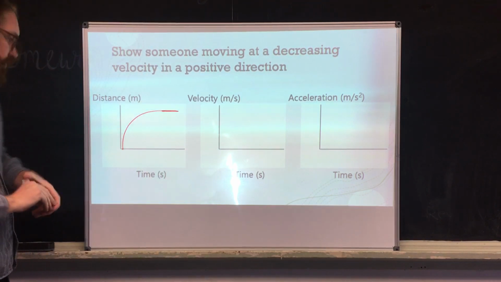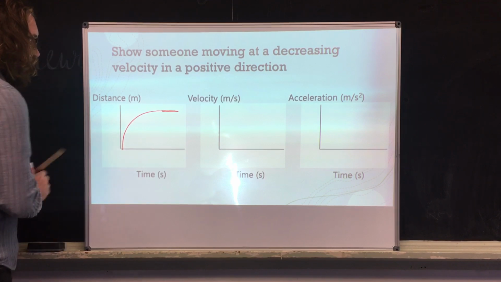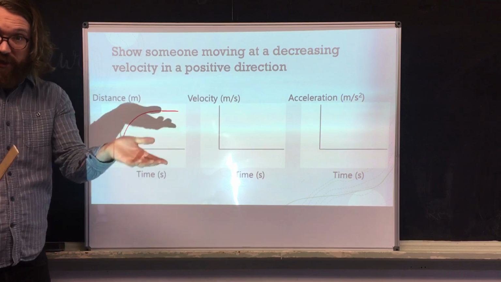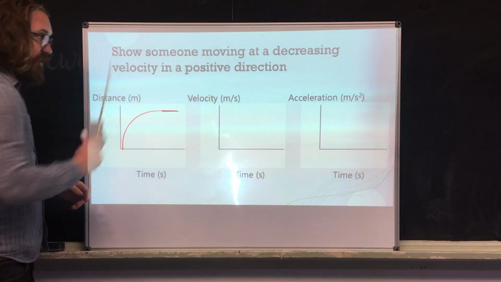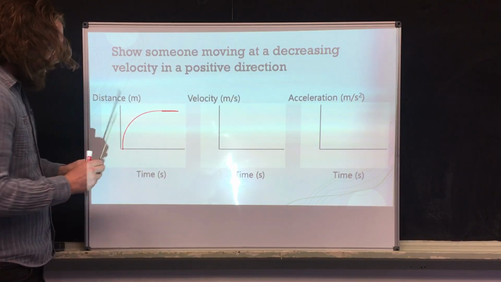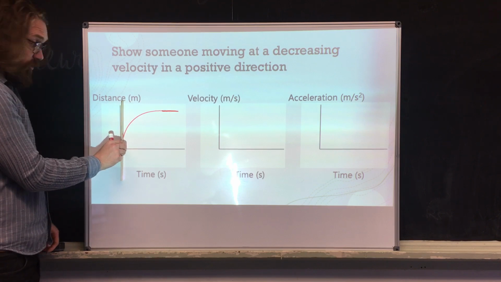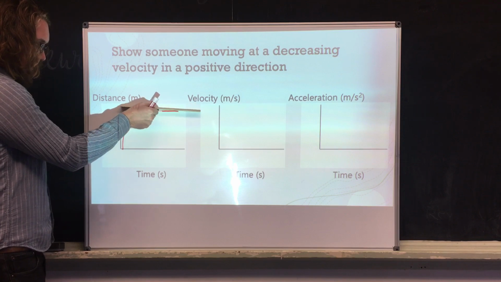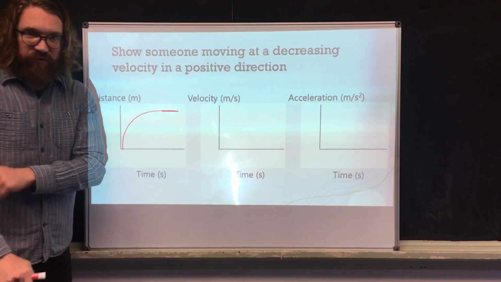Okay. So let's look at it. Make sure we got it all. We're moving in a positive direction. We're going up. Okay? Check. And our velocity is decreasing. That means our slope is decreasing. Well, look at the starting slope. We started super steep, and as the line moves forward, the slope gets flatter and flatter. That's a decreasing velocity. All right.